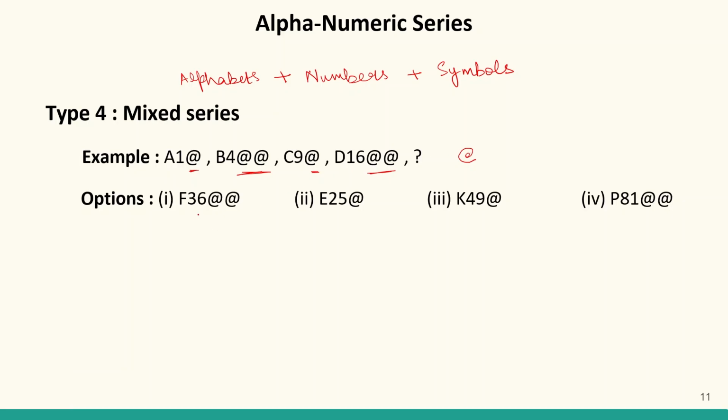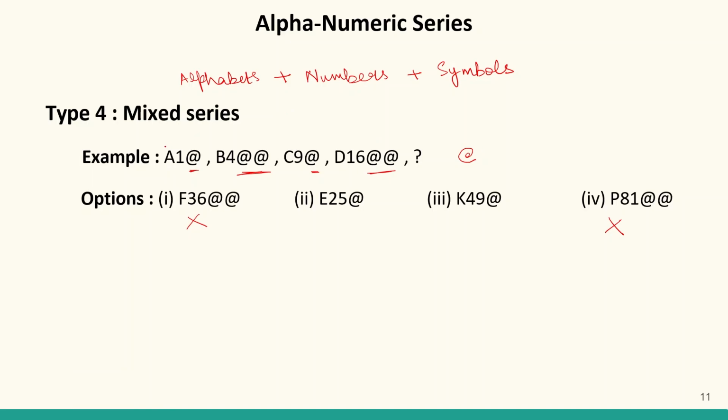Because I know that I can simply eliminate these two options. These will not be the answer. Why? Because they have two symbols in them. And if we follow the logic, this is how you have to eliminate the options also. That is very important.